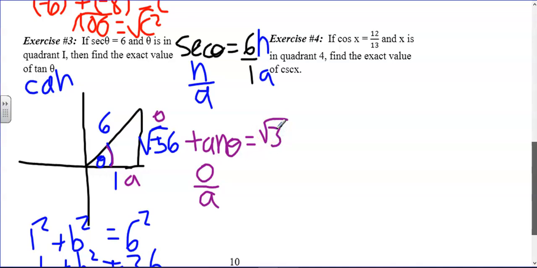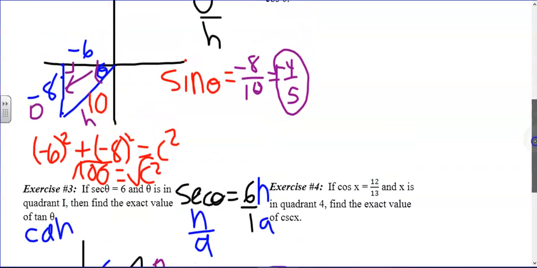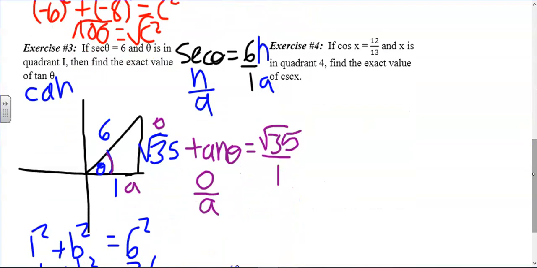Whoops, why did I write 36? Hang on, let me fix this. I just realized this should say 35, right? 35. There we go. So this should be radical 35 over 1, which is just radical 35. And that's my final answer. All right, so we're going to do the other ones in class together.